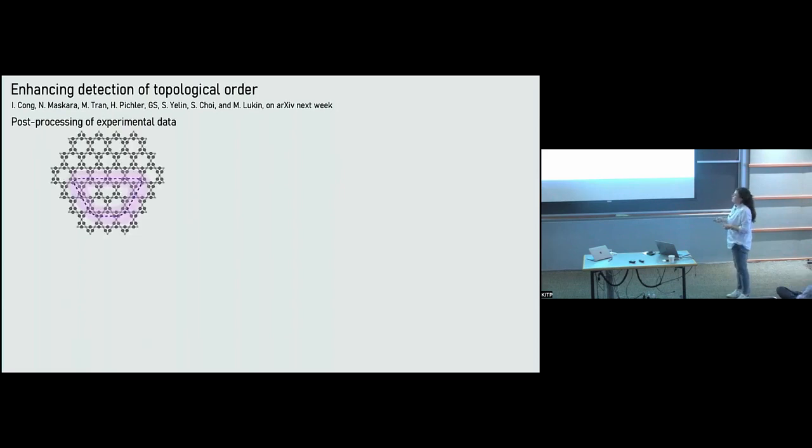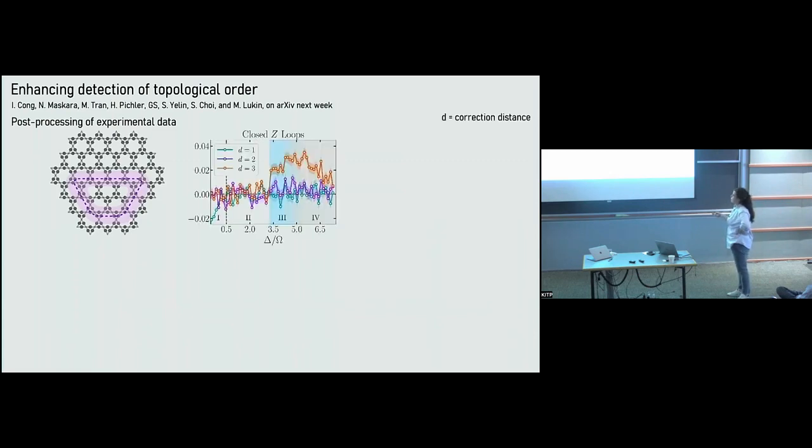Now we can consider these loops that are much larger than what I showed you before. Before, on loops of this kind, we would have a negligible expectation value, very close to 0. But now, if you apply this correction with increasing correction distance, you see that we get to a finite and visible expectation value in the same region of the spin liquid that we identified before.